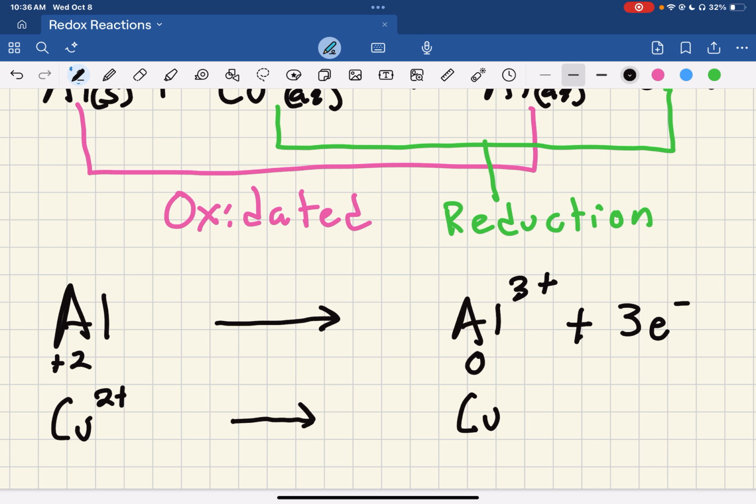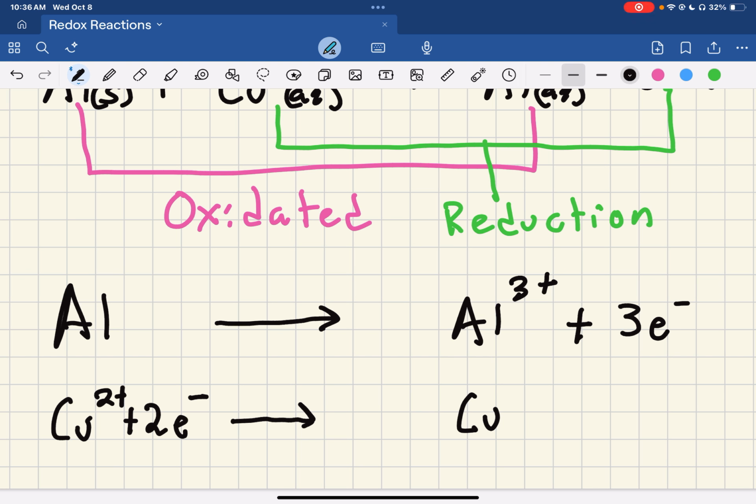So since this is the one that's being reduced, remember this is the one that's going to be adding the electrons. Okay, we're going to add electrons to it. So we're going to put it on the reactant side. So we're going to add 2 electrons over here. So plus 2 electrons, just like that. Okay, and just like that, now the charges are balanced.